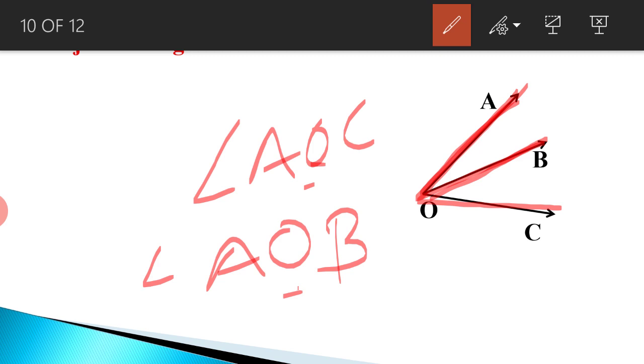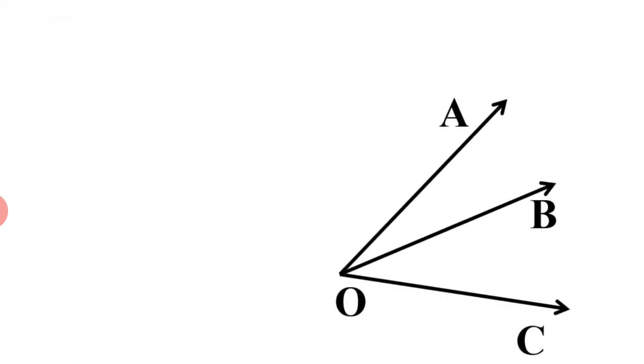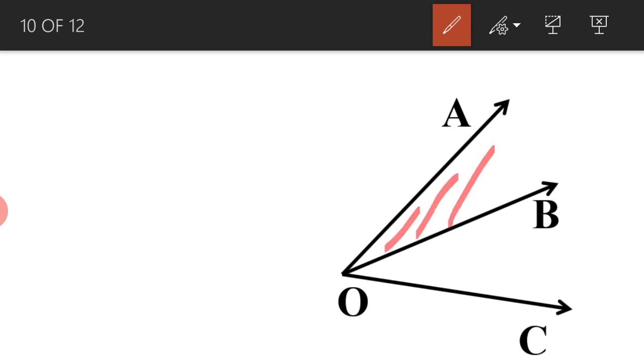Is it okay? So for two angles to be adjacent, three conditions should be satisfied. They should have common vertex, common arm, and non-common arms should lie on different sides. This condition is also narrated as they should have non-common interior. The interior of AOB, what is the interior of AOB? So this is the interior of AOB. And what is the interior of BOC? So this is the interior of BOC. It is not common. Is it okay? So therefore angle AOB and angle BOC are adjacent.